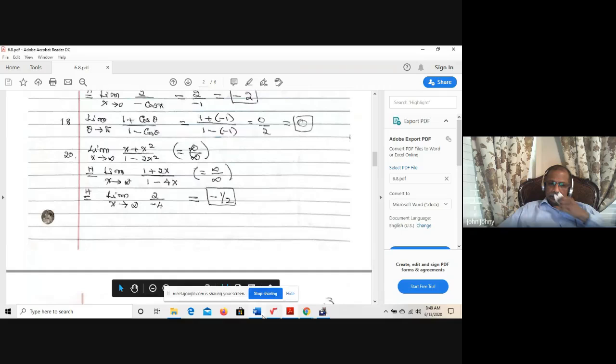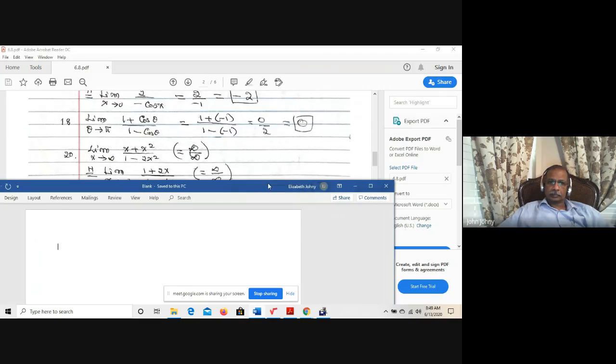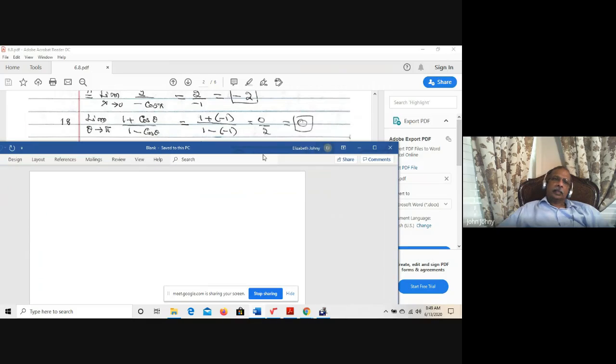Number 18. Limit theta approaches pi, 1 plus cos theta divided by 1 minus cos theta. So then substitute. Cos pi is negative 1. So this is 1 plus negative 1, which is 0. Denominator 1 minus negative 1, that is 2. So you don't need L'Hopital here because the limit is a finite number. So the limit is 0.